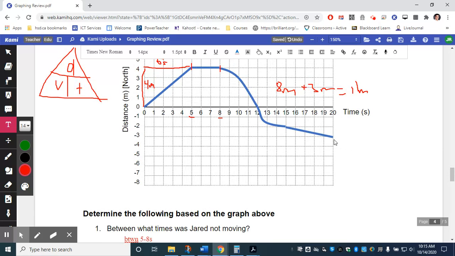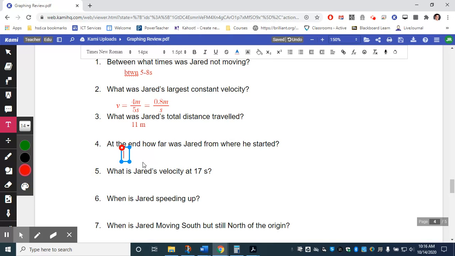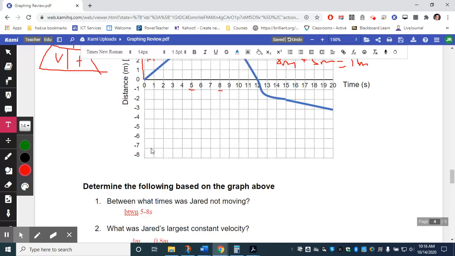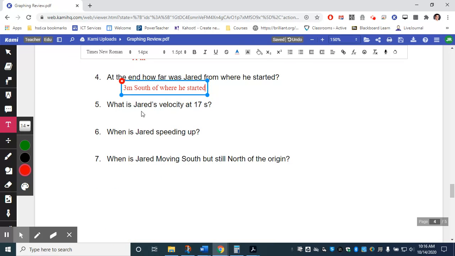Now, at the end, how far was Jared from where he started? Well, he's not 11 meters from where he started. He started here and he ended 3 meters south. And so how far is Jared from where he started? 3 meters south of where he started. And we can see that just by looking at the graph. He started here and he ended up there. We don't even care how he got there. Took a roundabout way, but that's where he ended.